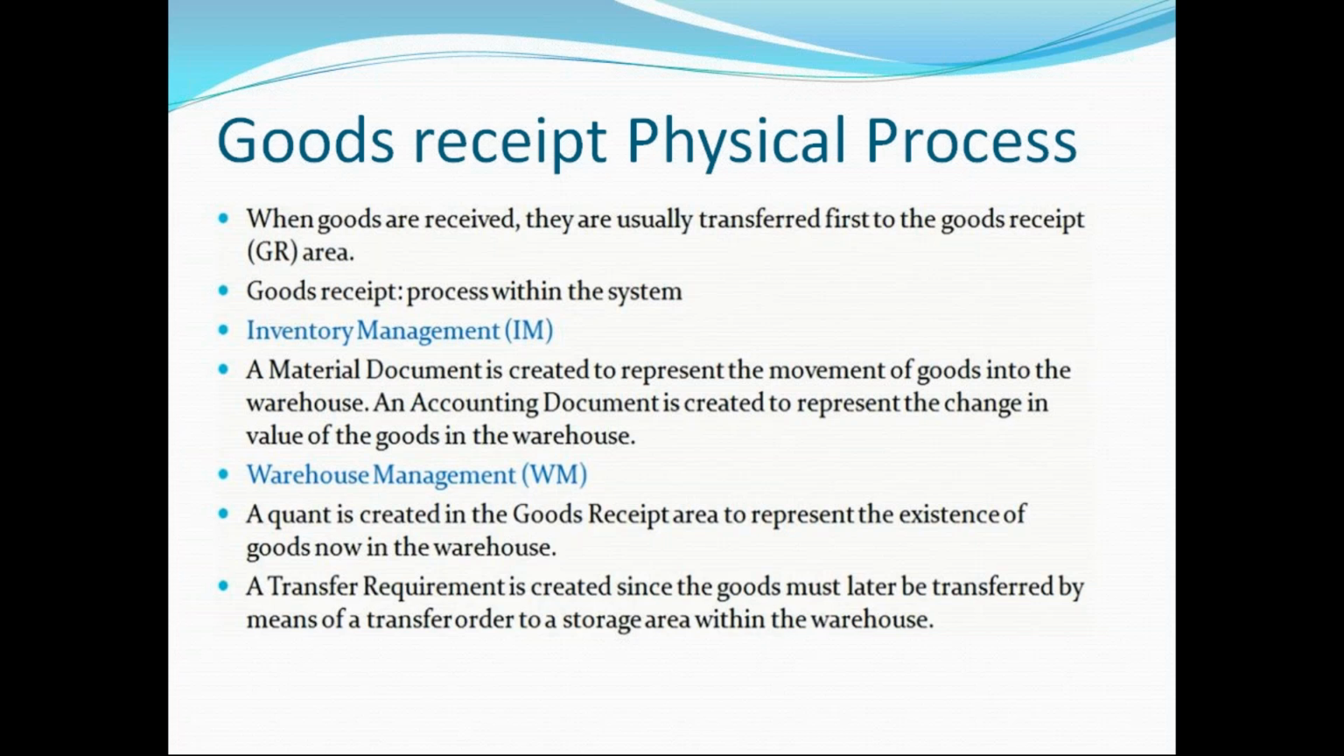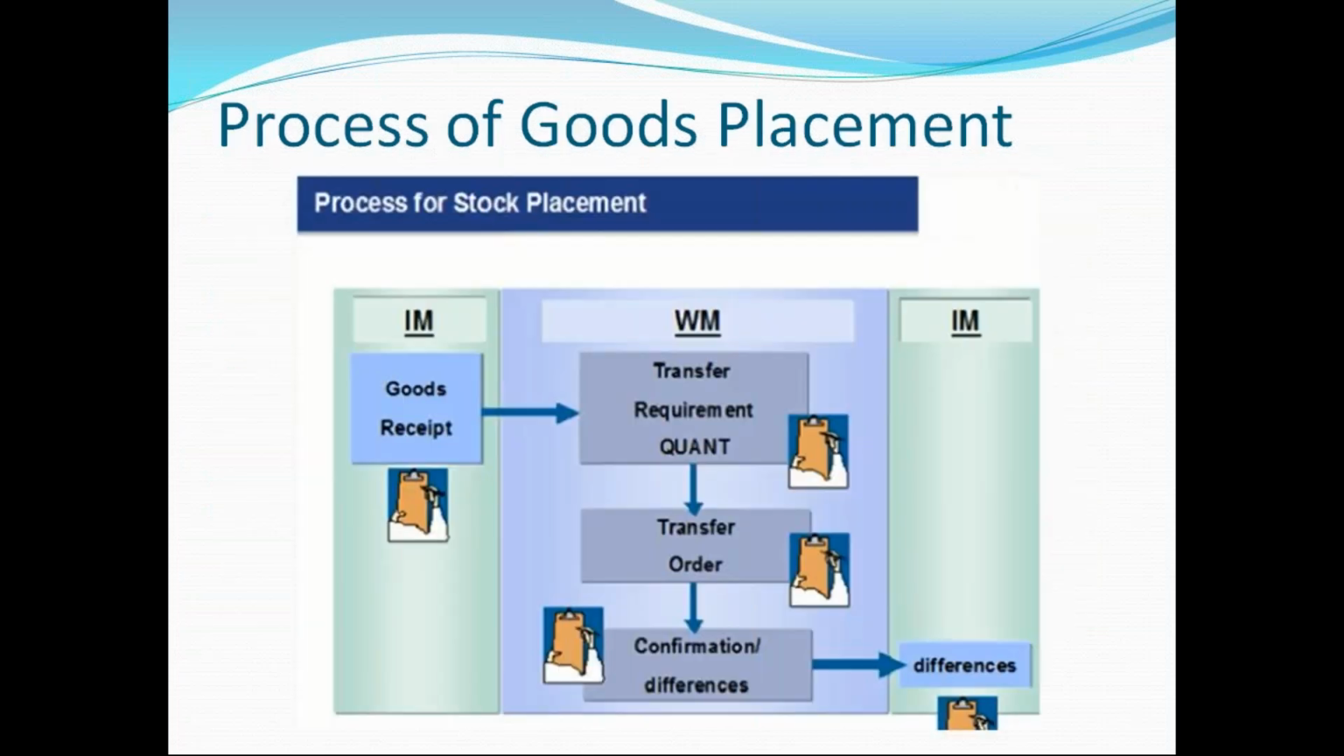Then a transfer requirement is created, since the goods must later be transferred by means of a transfer order to a storage area within the warehouse. So the transfer requirement is created, which initiates the goods receipt process in WM.